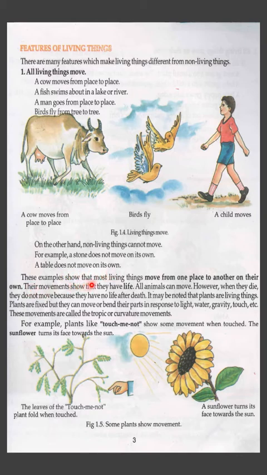These examples show that most living things move from one place to another on their own. Their movements show that they have life. All animals can move. However, when they die, they do not move because they have no life after death. It may be noted that plants are living things. Plants are fixed, but they can move or bend their paths in response to light, water, gravity, touch, etc. These movements are called the tropic or curvature movements. For example, plants like touch me not show some movement when touched. The sunflower turns its face towards the sun.